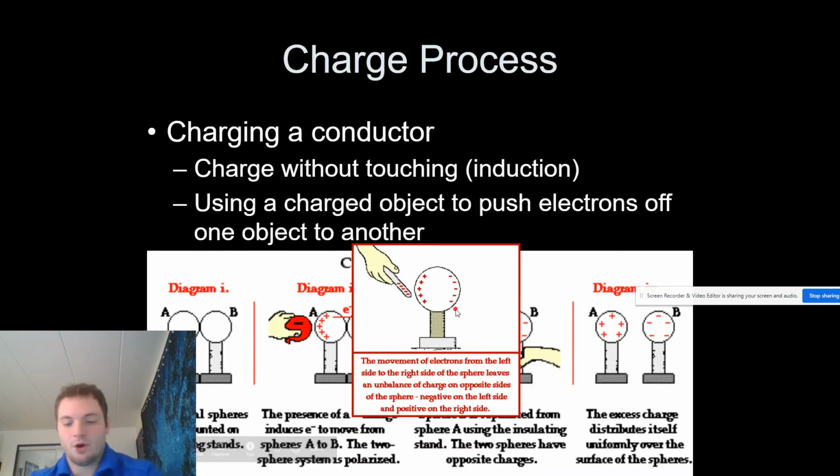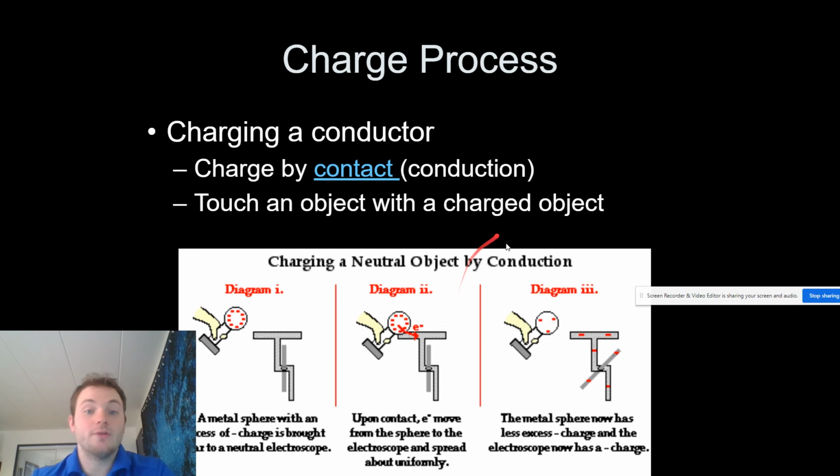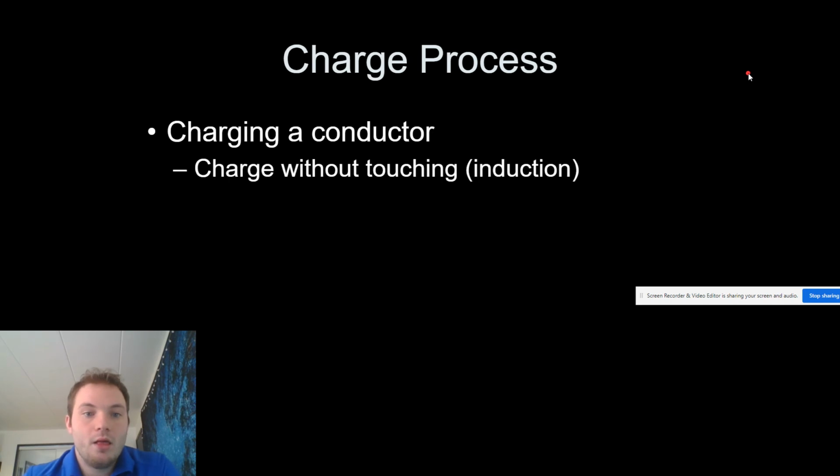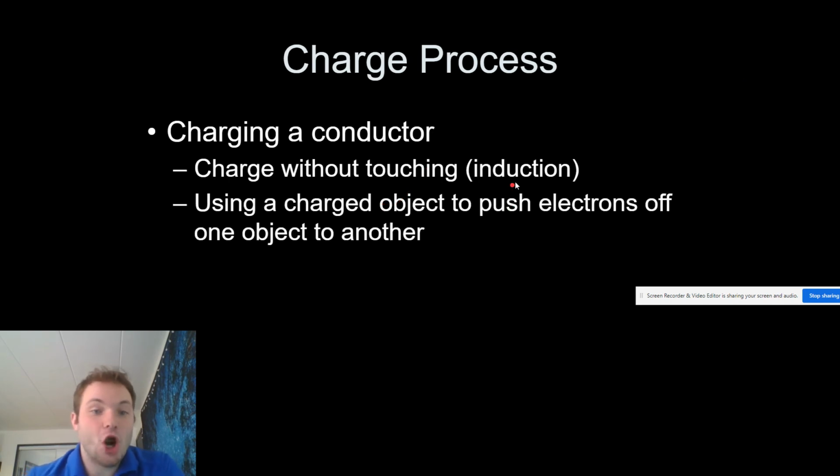All right, let me go back for a second. So the big thing here is conduction is charging by contact. If I take this coffee cup and I have a negative object, if I rub them together, that'll charge the coffee cup because the electrons will go from the charged object to the coffee cup. The other thing is charging by induction. So conduction, induction.